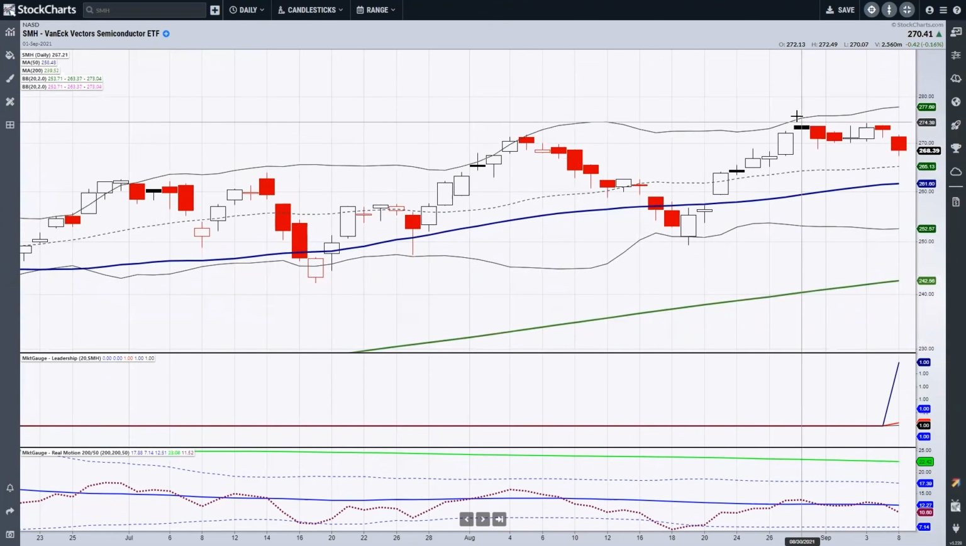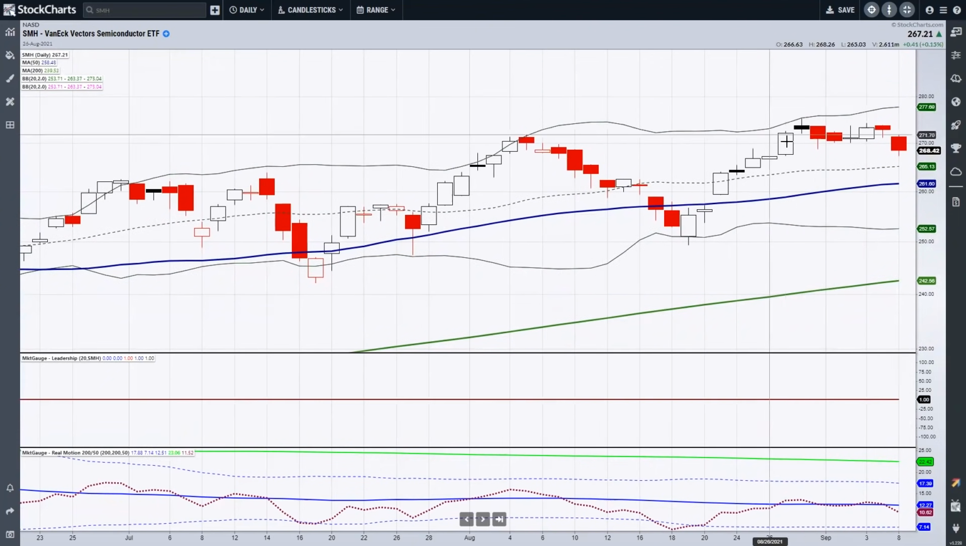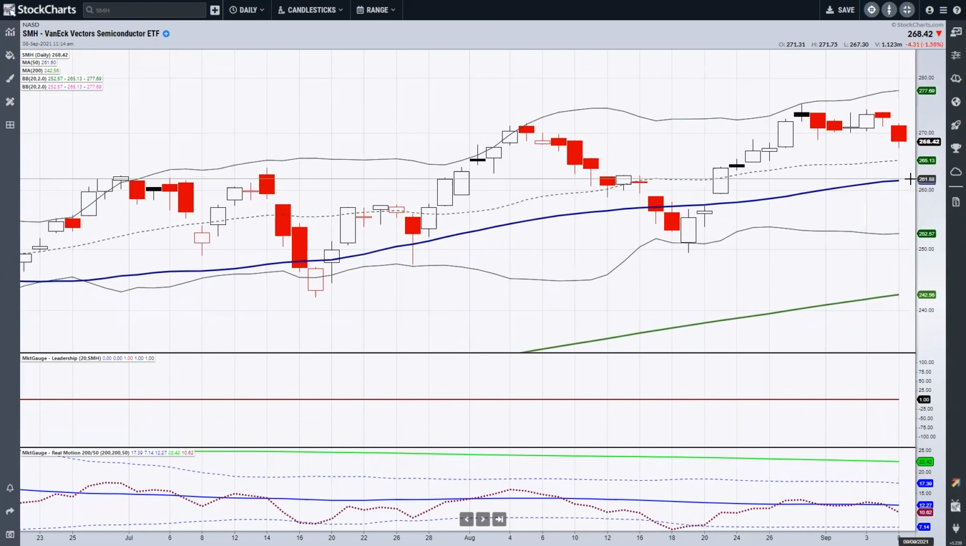And this never got through the top Bollinger Band, and we just broke all this sideways action. So again, 50-day moving average comes into focus, 261. That's pretty far down, but we'll see what happens at that level as well. Where would I feel differently about semiconductors? I'd say at least we'd have to get back through 270.